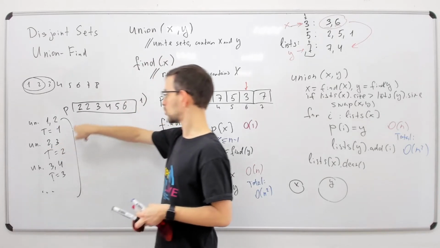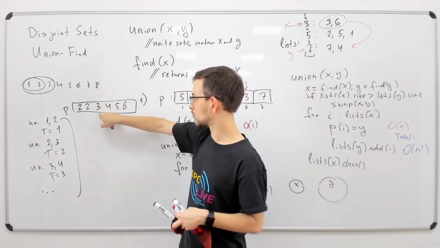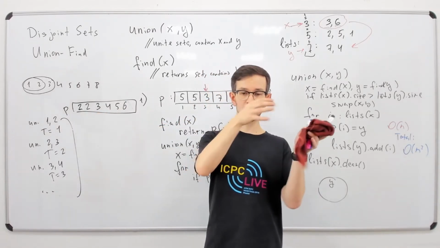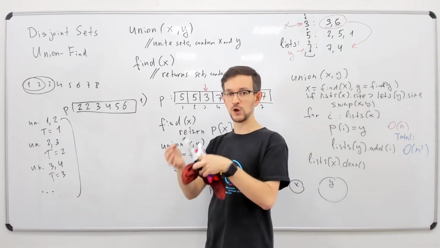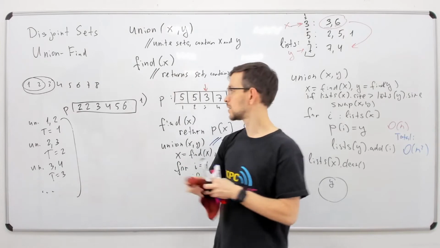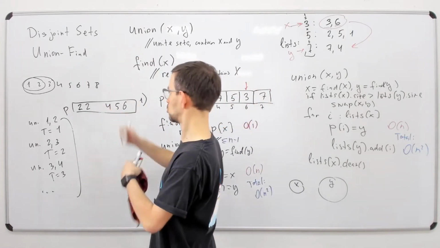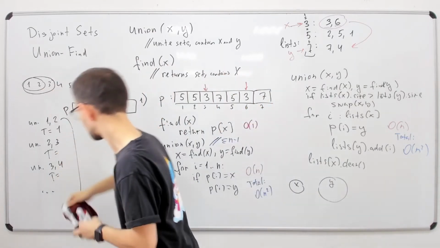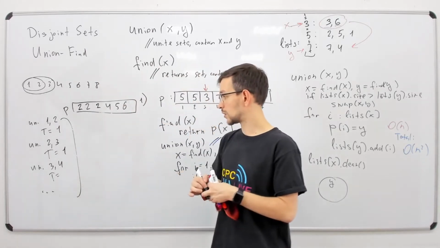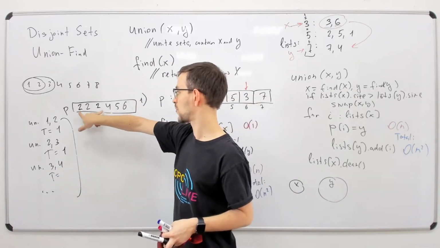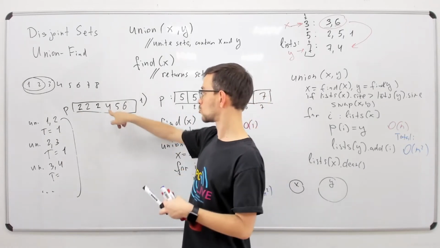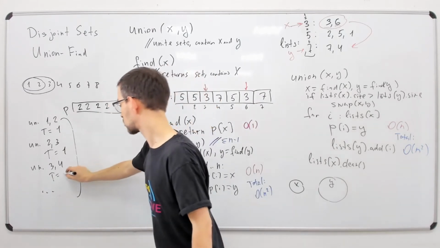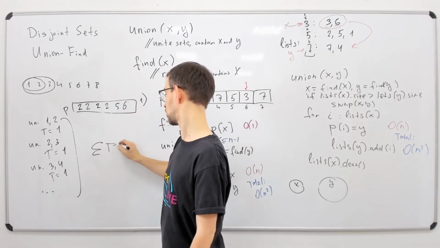And now you make union of 2 and 3. But you see that the set of element 3 has size 1, and the set of element 2 has size 2. So instead of moving these elements from set 2 to set 3, you move one element from set 3 to set 2. So you change this 3 to 2. So it costs you one operation. Now again, you try to unite 3 and 4. You have 3 elements here, only 1 element here. So it's faster to move this 1 element to this set. So you change this to 2, and again it costs you 1 operation. So the total number of all operations will be linear.